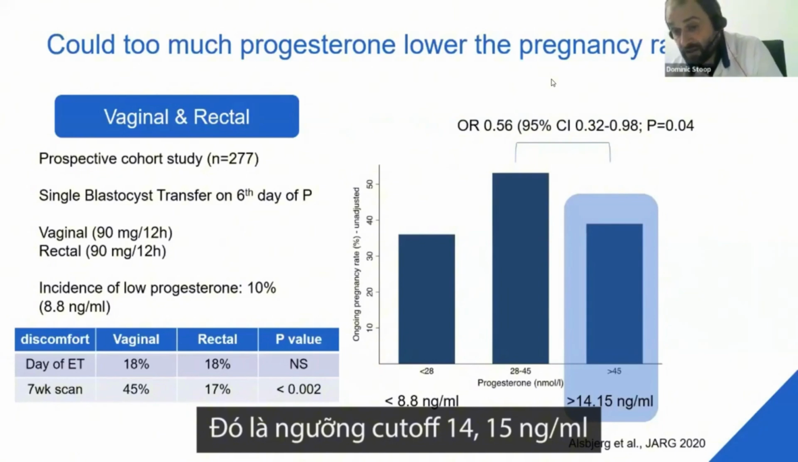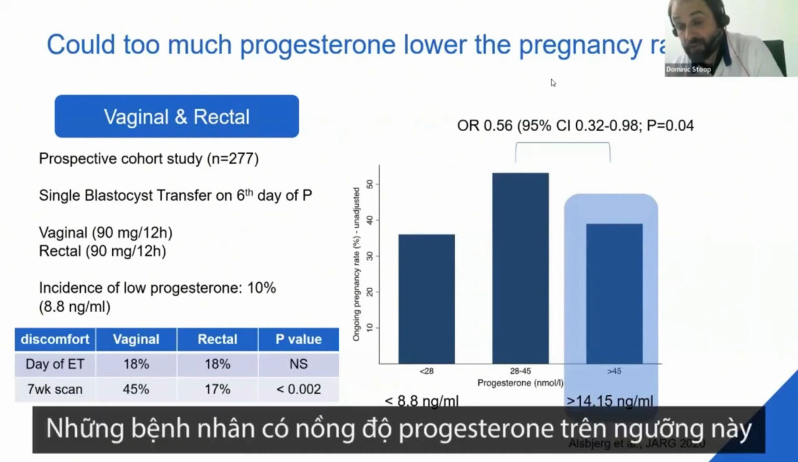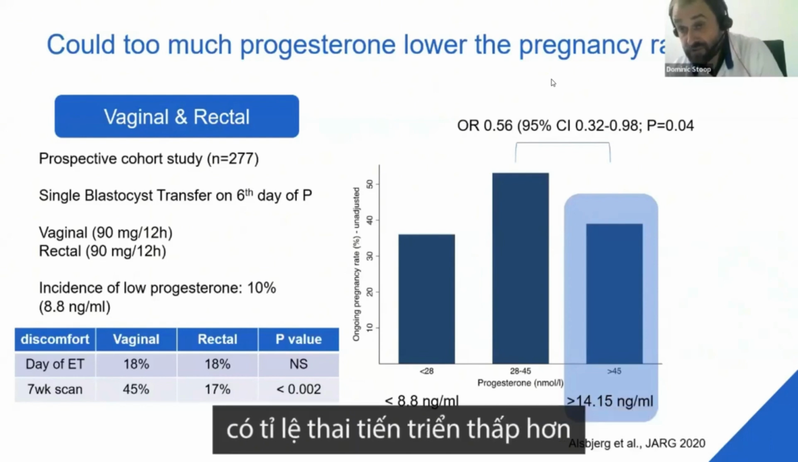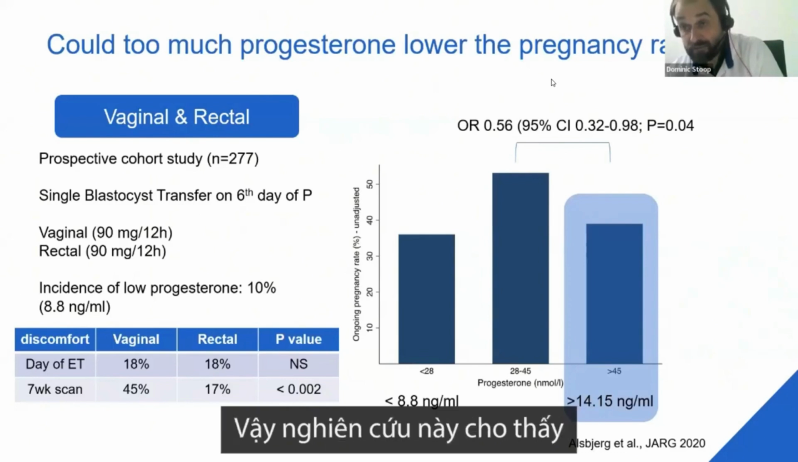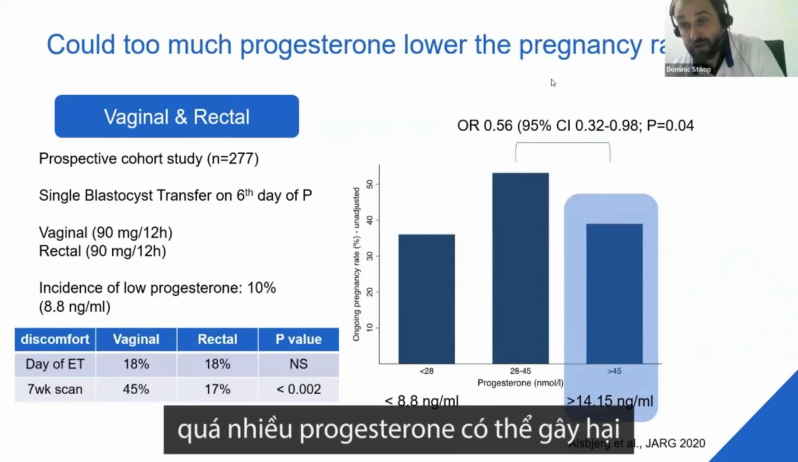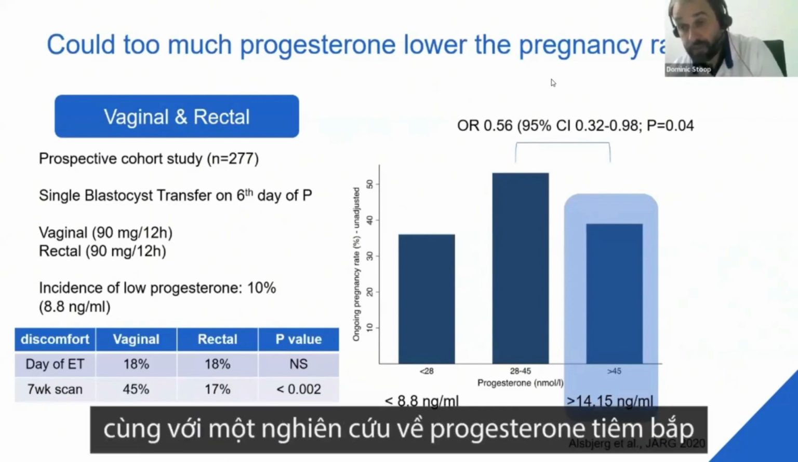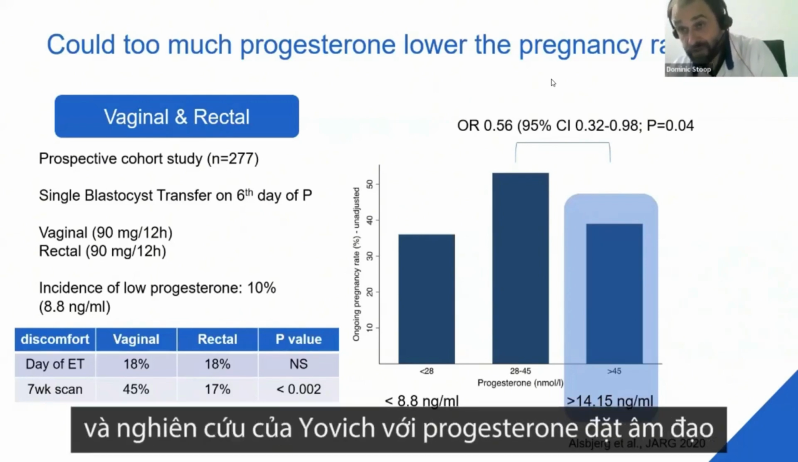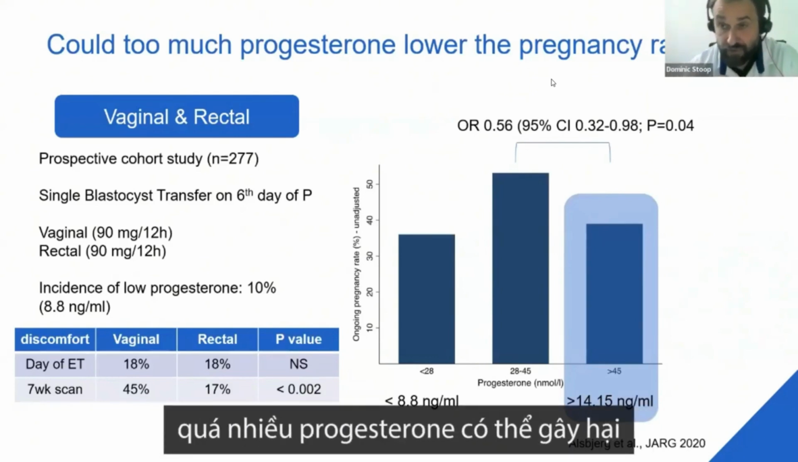So there's a 14.50 nanograms per ml cutoff, which is 45 nanomoles per liter. People above tend to have, and it was significant, 0.04 lower ongoing pregnancy rates with this rectal progesterone. So here it shows that actually too much progesterone could be harmful, as shown in one study with AIM, as I've shown, and the Jovic study with vaginal progesterone. So in all 3 of them, there are indications that too much could be harmful.